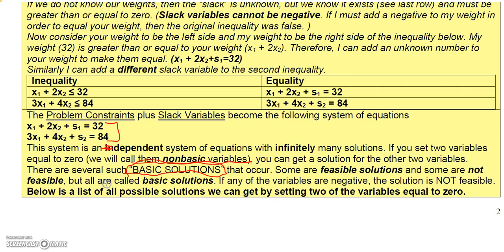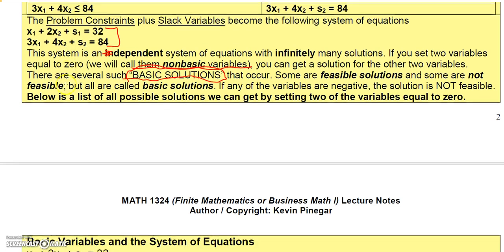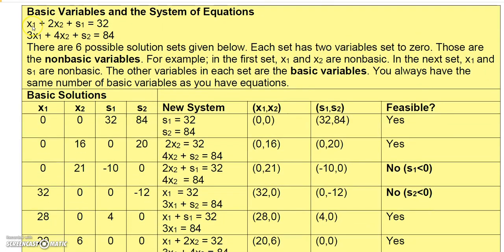So what I'm going to do is show you every possible way to let two of these variables equal 0. In other words, I'm going to show you every possible way that we can let two variables be non-basic, and then we'll solve the system. Okay, so here's the system.